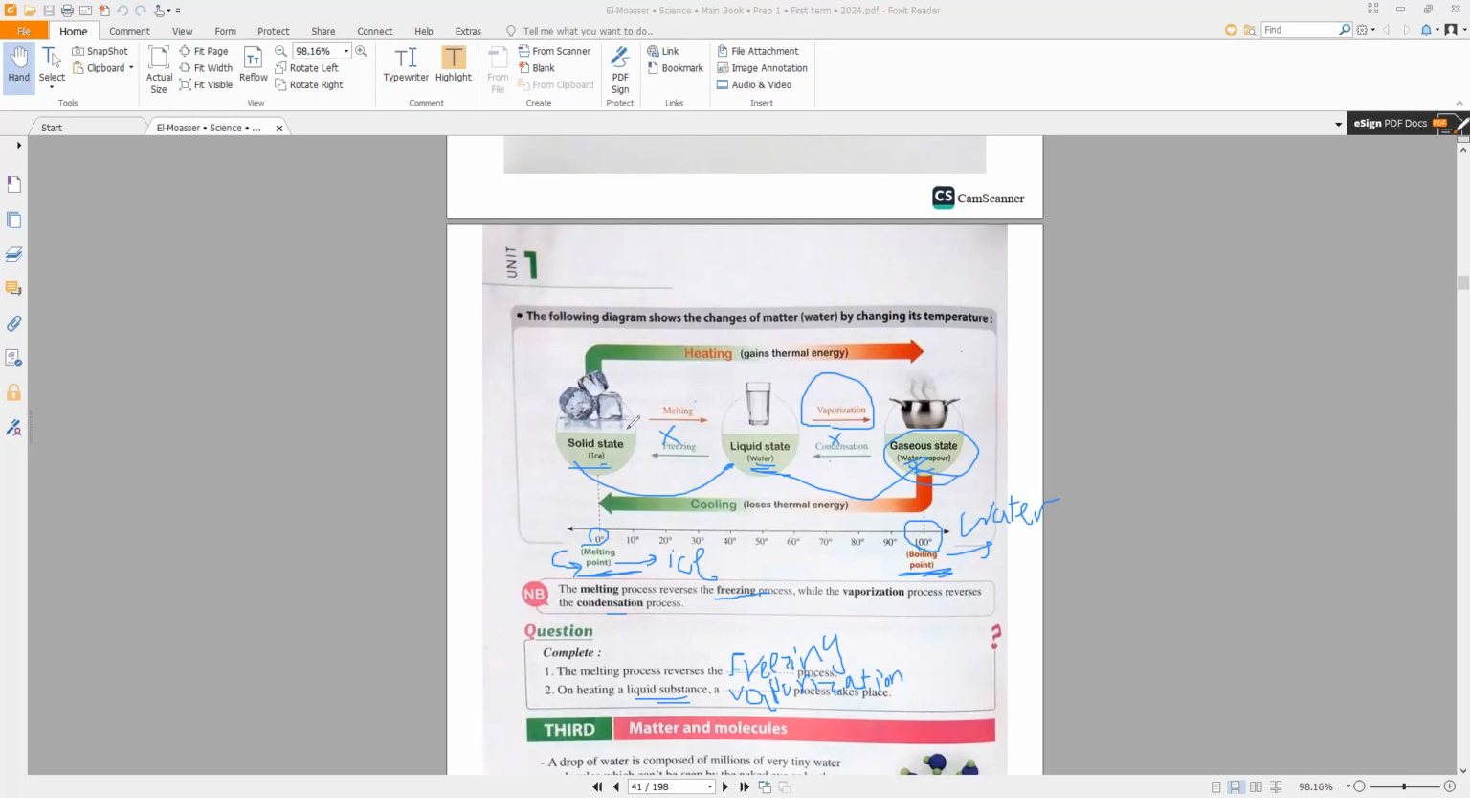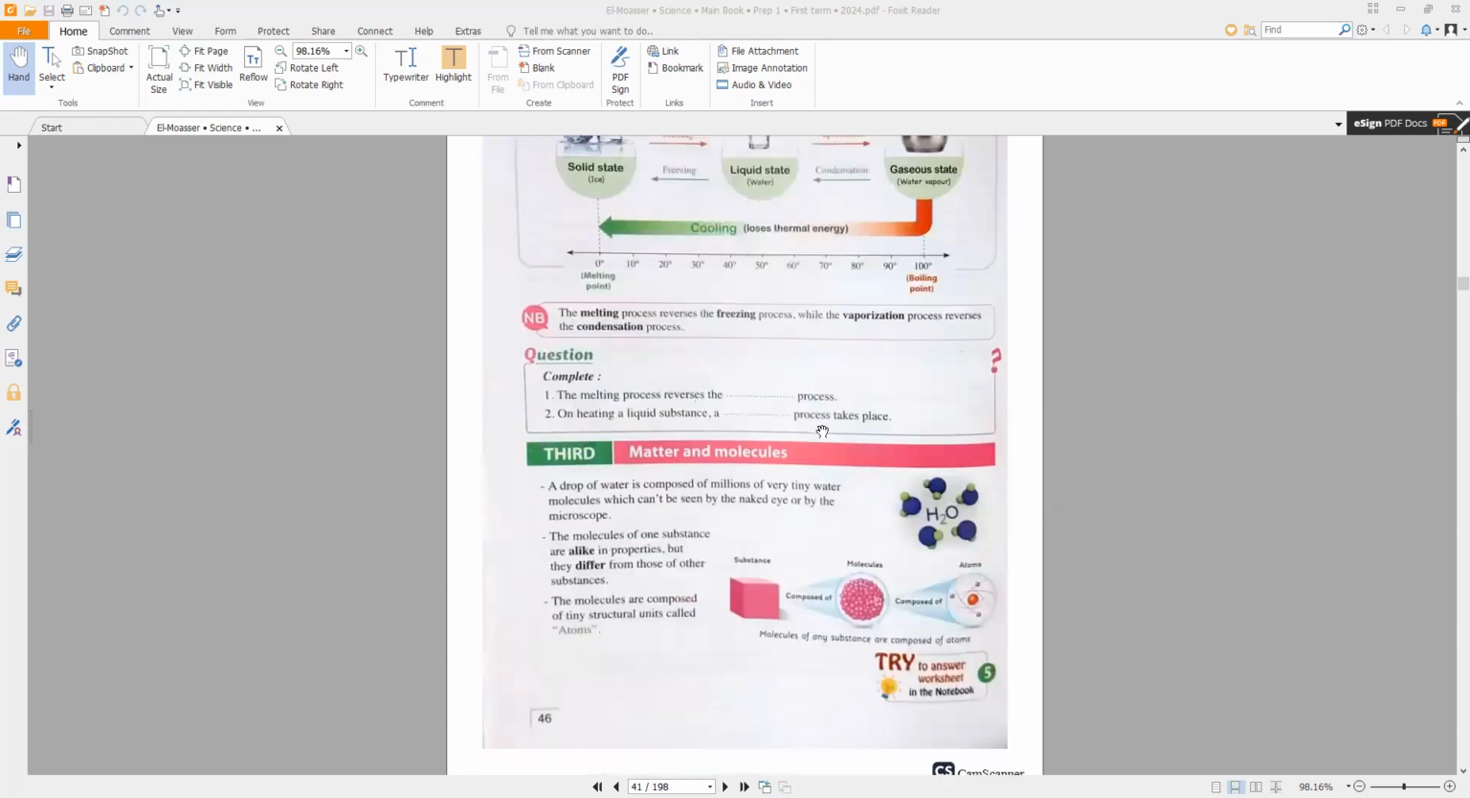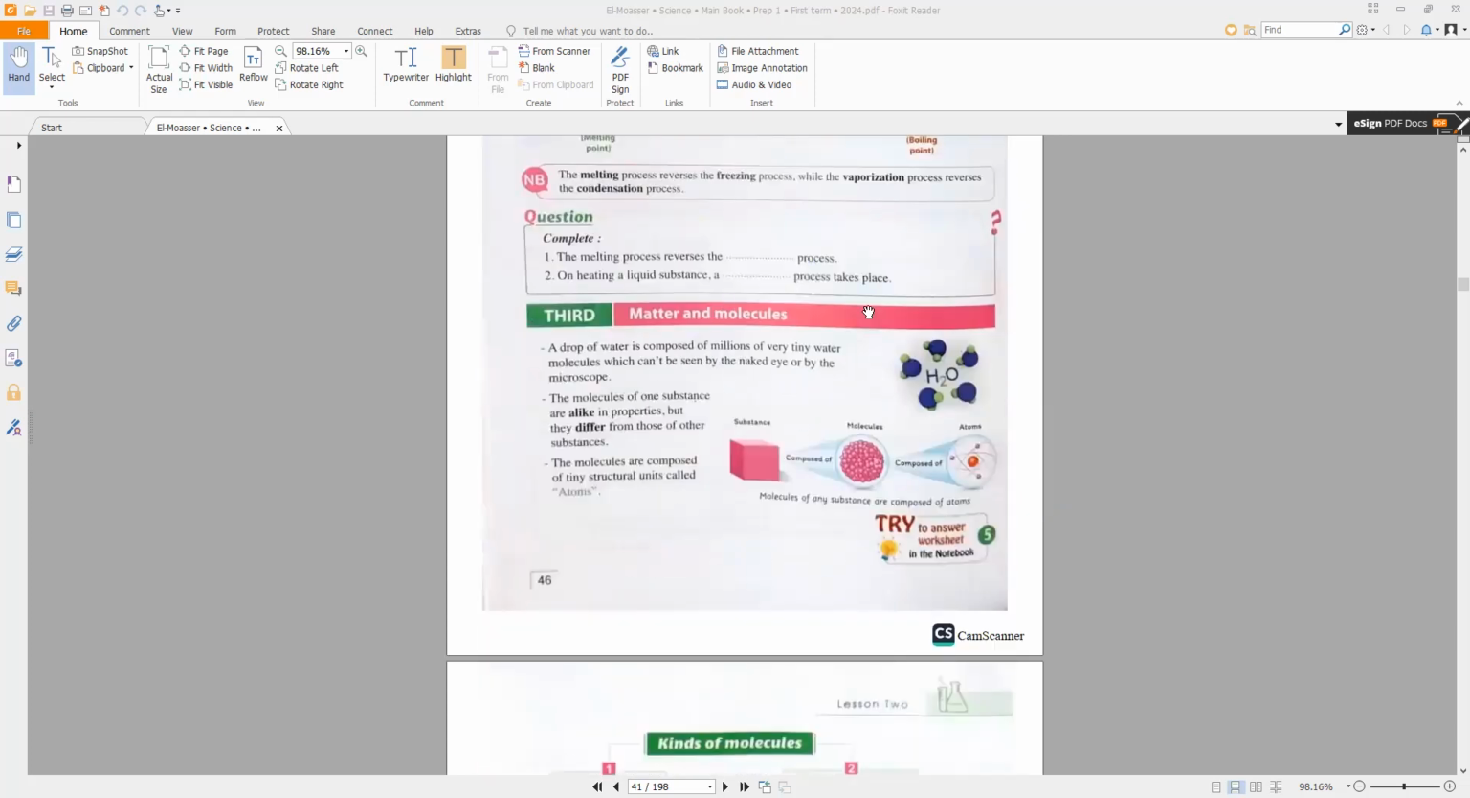Okay, this is the diagram. Let's go to this point, which is very important in this lesson. Matter and molecules. I said before that matter consists of a building unit. What is the building unit of matter? Who can tell me what is the building unit of matter?